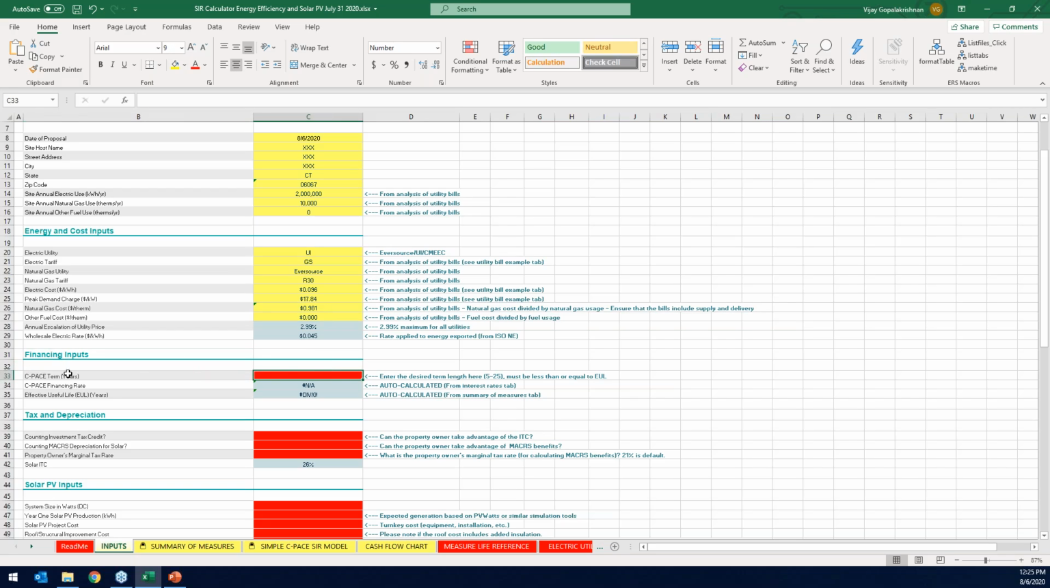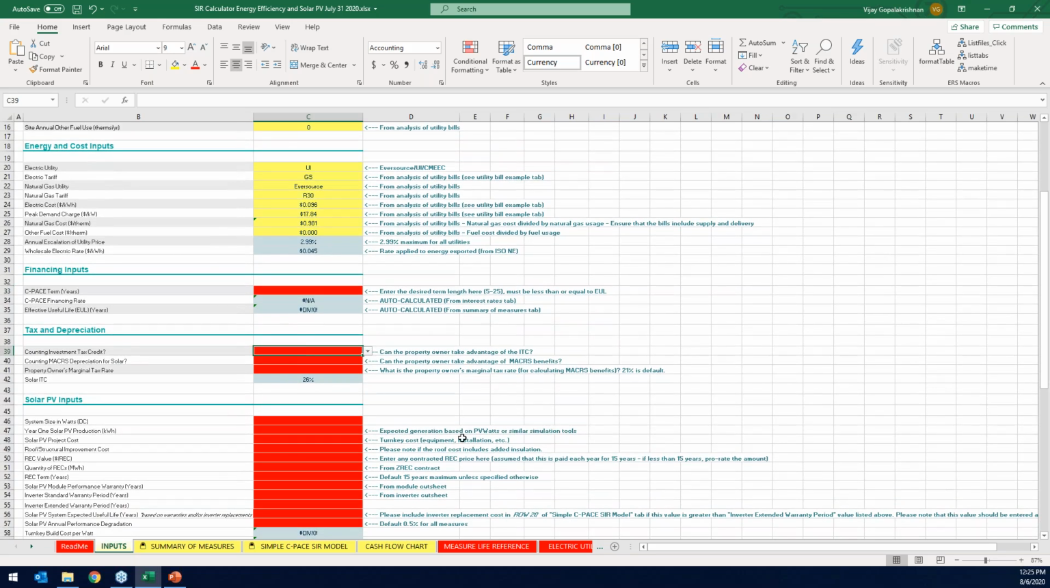I will come back to the CPACE term financing shortly. And the reason is that we need to first calculate the effective useful life for these measures before we can come back to the financing term, because the finance term is capped at the effective or expected useful life of each of these projects. So let's say the term can be anywhere between 5 and 25 years, but if the EUL is 15 years, you can't have a term that's 20 years or 25 years. It has to be capped at 15 years. So we'll start with calculating the EUL and then come back to entering the term.